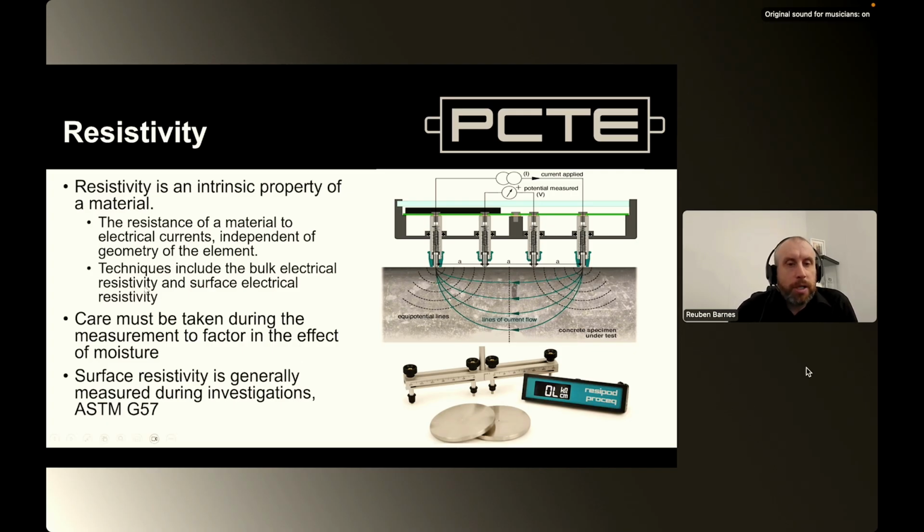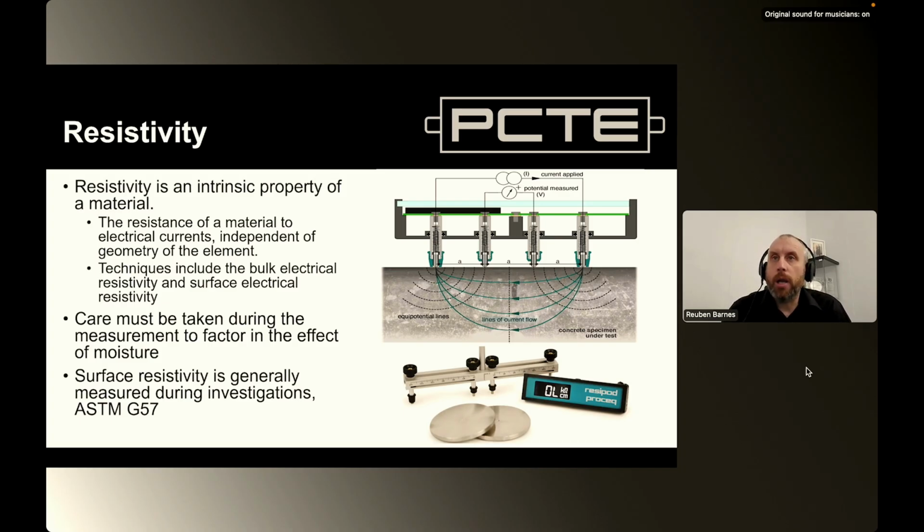So there's a few different ways that we can measure it. We could do a bulk electrical resistivity, or we can do a surface electrical resistivity. In the field, we tend to use a surface resistivity, merely because we only really have access to the surface. However, we could also take a bulk resistivity, that's generally done on a core or a cylinder. It's more of a lab test, and it's effectively setting up using a specimen itself. The advantage of doing the surface measurement is that I can go up to any structure and take a reading.